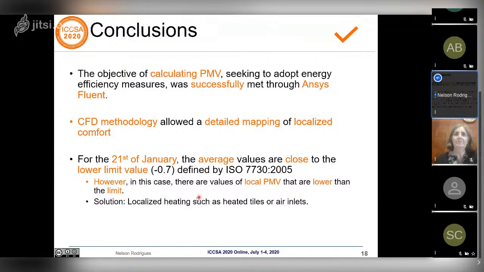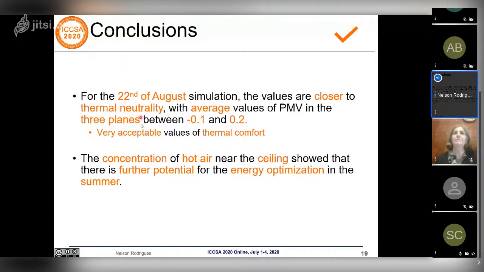We also saw that for January, we are near the limit value of -0.7 in the average value, but we also have to address the problem of localized thermal discomfort, which was verified through the simulation. And one solution could be, like I said, heating tiles or localized air inlets. On the other hand, for the 22nd of August at summer, the simulation showed values closer to thermal neutrality, with PMV values between -0.1 and 0.2, near zero, which are very acceptable values for thermal comfort.